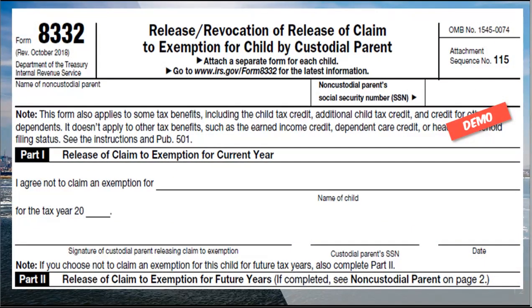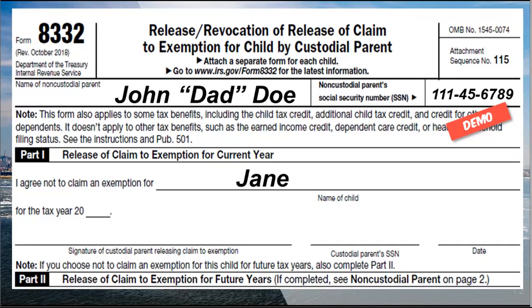Let's look at the form itself, the 8332 form. It's called the release and revocation of the claim for the child from the custodial parent. On the screen, I have the upper part. There are 3 parts to the form where you complete the information. To start off with, you include the father's name. Most of the time, the fathers are the non-custodial parent, so that's why they go in the non-custodial parent. Then you put the social security number there in the top right.